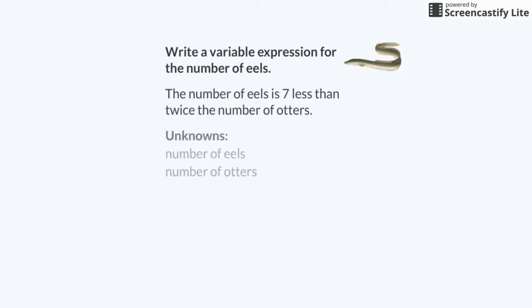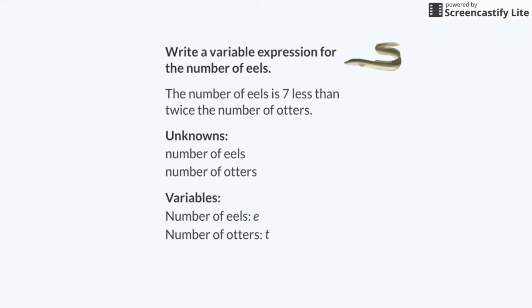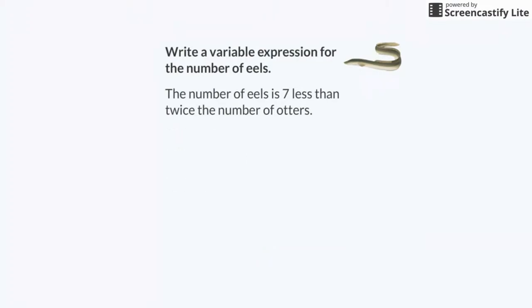My next expression is going to be about the number of eels. I noticed that the number of eels is 7 less than twice the number of otters. So, now my unknowns are the number of eels and the number of otters. Again, I need two variables in my expression for the two unknowns. I'll use e for the number of eels, and I will use t for the number of otters again. I know the number of eels is 7 less than twice the number of otters.